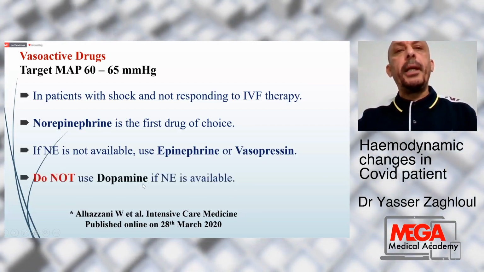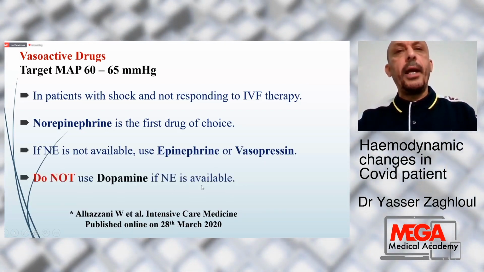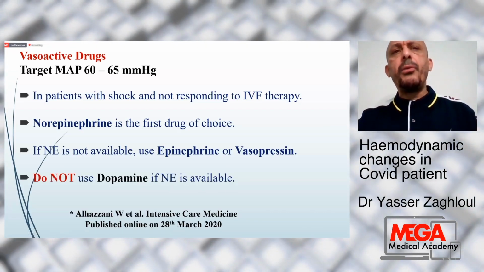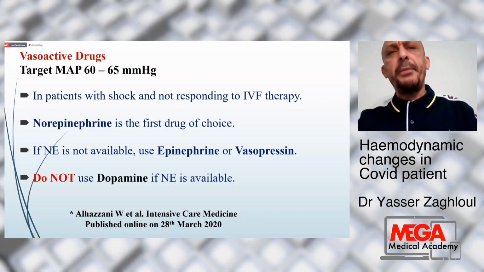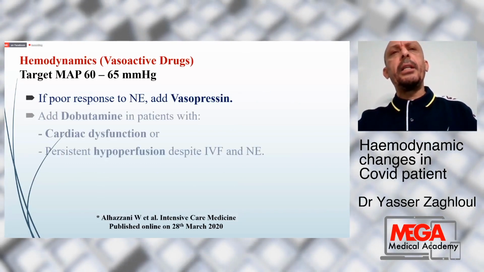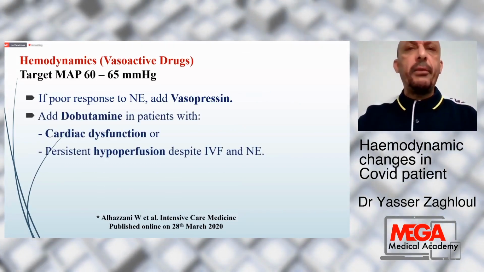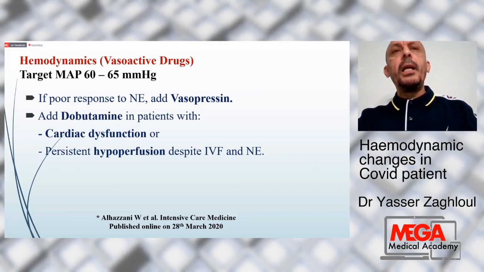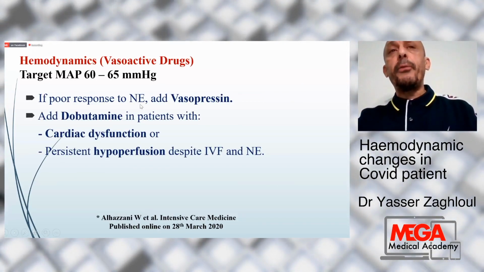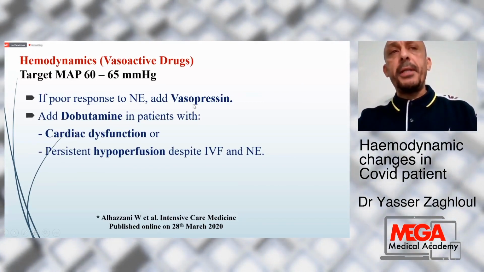Don't use dopamine if nor-epi is available. So nor-epi is the first drug. Dopamine, as you know, may cause tachyarrhythmia, and it is used in patients with a tendency for bradyarrhythmia. If the patient is not responding to nor-epi, you can add vasopressin.